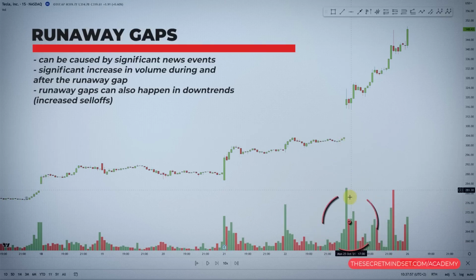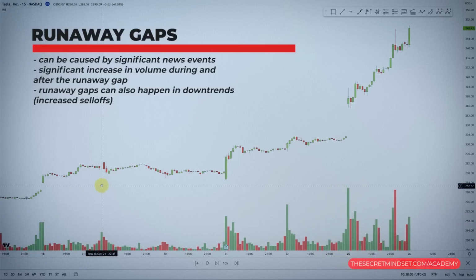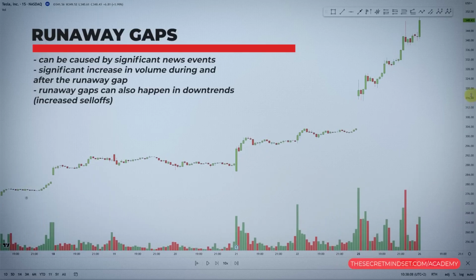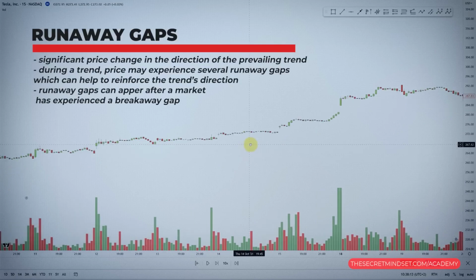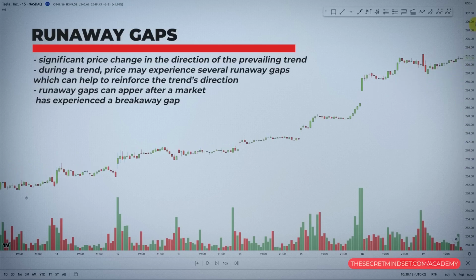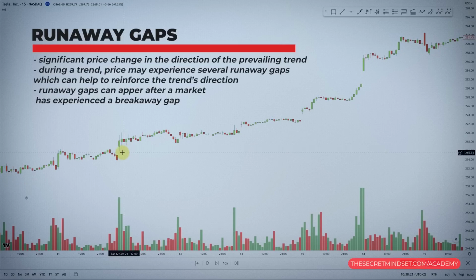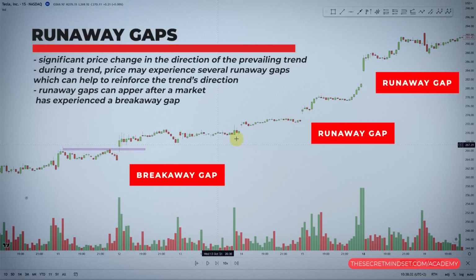In this example, pay attention to the significant increase in volume during and after the runaway gap. Runaway gaps can also happen in downtrends. This usually represents increased sell-offs. This type of gap occurs during strong bull and bear moves, and is characterized by a significant price change in the direction of the prevailing trend. During a trend, price may experience several runaway gaps, which can help to reinforce the trend's direction. And it's not uncommon for runaway gaps to occur after a market has experienced a breakaway gap.